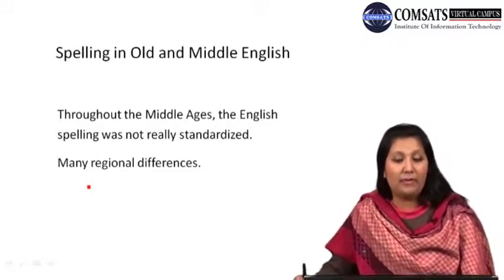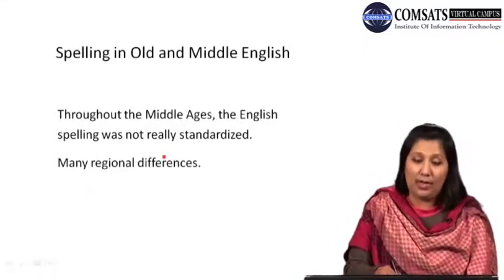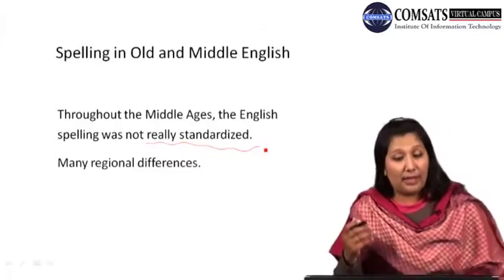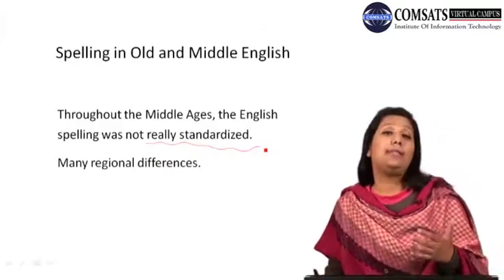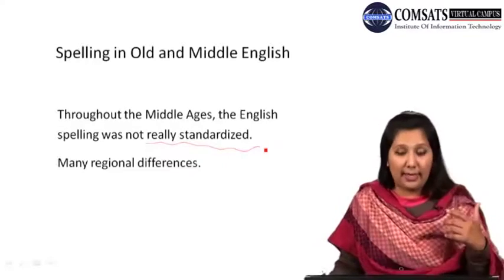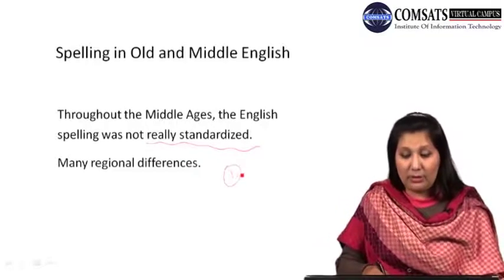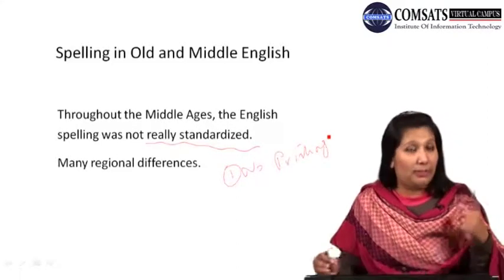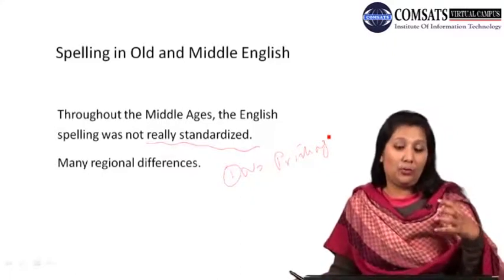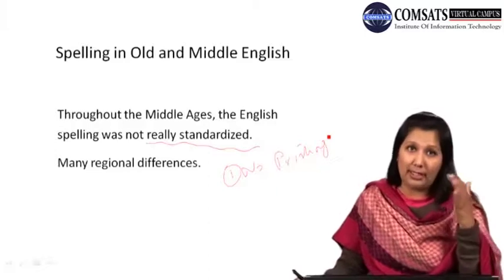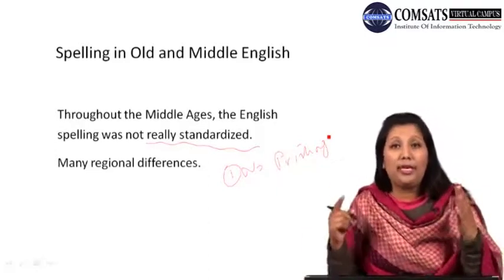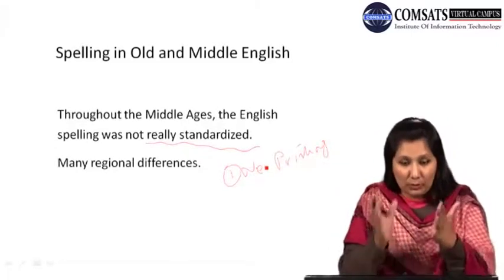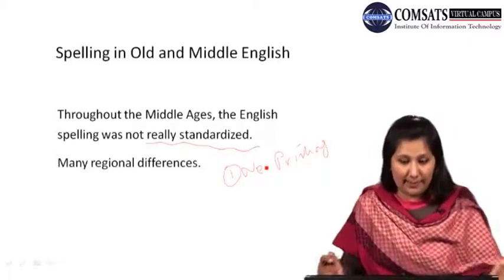Throughout the Middle Ages, English spelling was not really standardized. One important thing that we have been discussing many times: what is the reason behind this, why were the spellings not standardized? One, because there was no printing press before that time. When the printing press was invented, the first impact it made on the language was that there was a freeze of spellings. All the spellings froze. They just stopped at their current position where they were at that time.